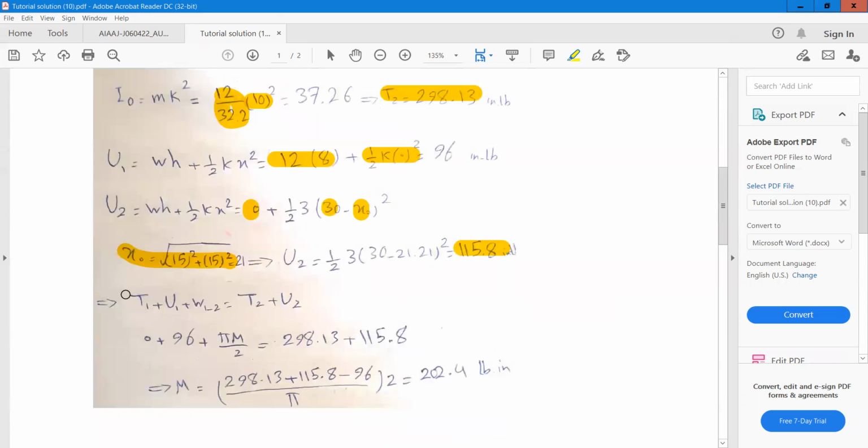Now we can substitute into the equation for work and energy and simplify this equation to extract the value for m, and m will be 202.4 pound-inch.